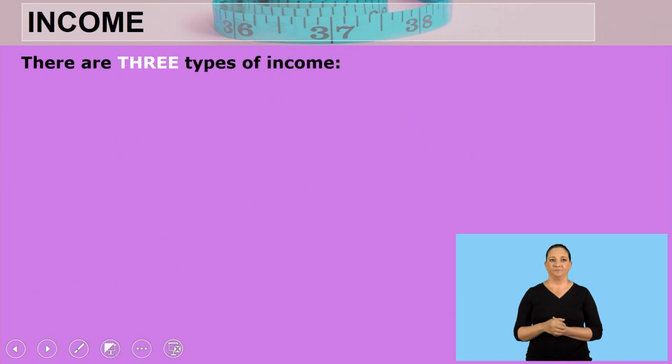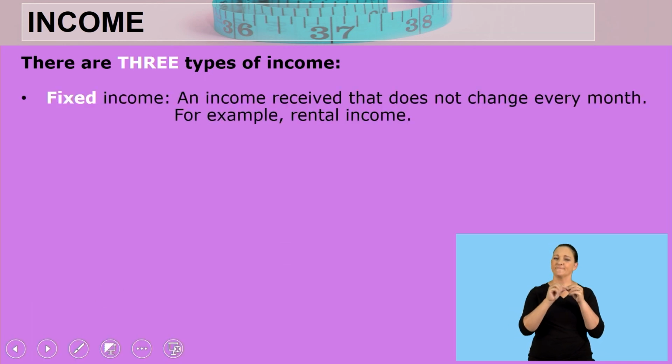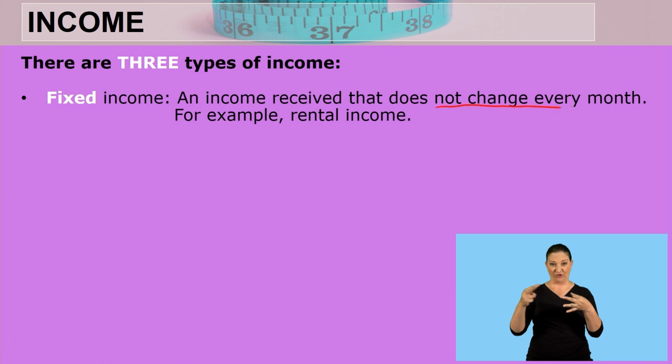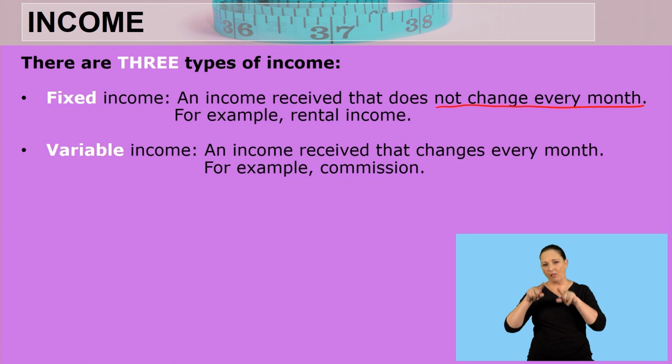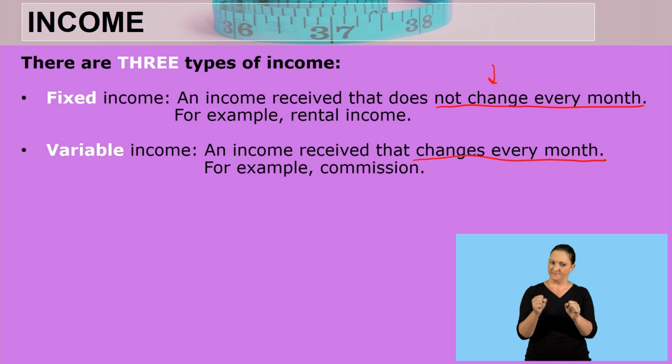Okay, if we start with the concepts now, we start with income. Let's get started on that one. There are three types of income. We have fixed income, an income received that does not change every month. For example, rental income, rent that you receive. Variable income, an income received that changes every month. For example, commission. So if we looked at a fixed income and a variable income, the difference really is that the one stays fixed, doesn't change, and the other, of course, changes every month.